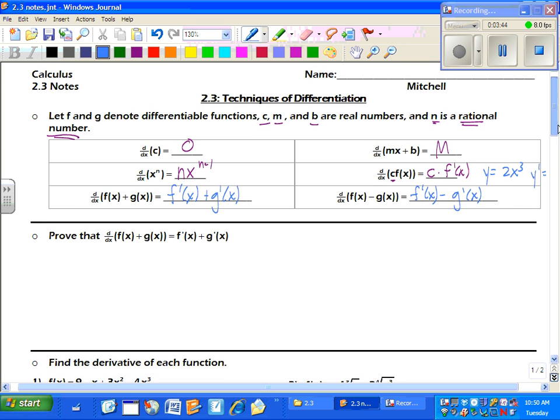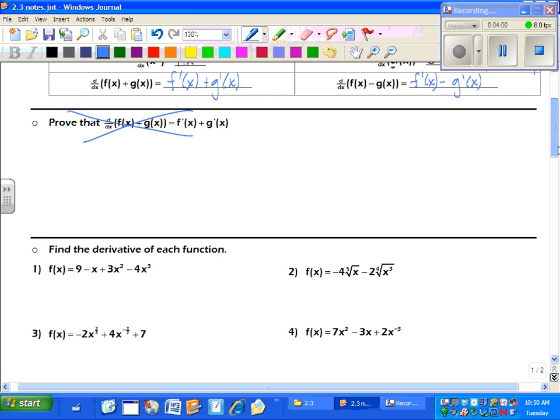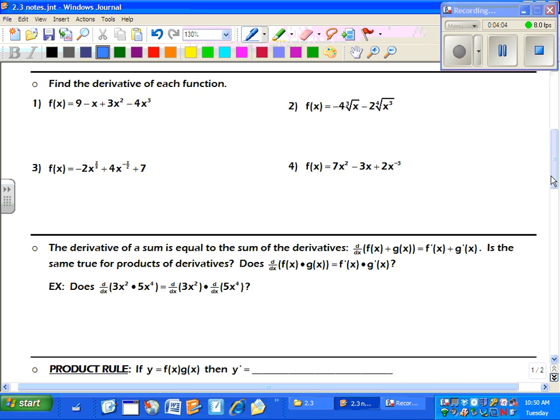All right. Since we took the quiz today, we're not going to go through the proving part. That's just with the limit definition. I know you guys are going to be really sad not to do that. But let's take a look at some examples down here using those two new properties we just talked about.